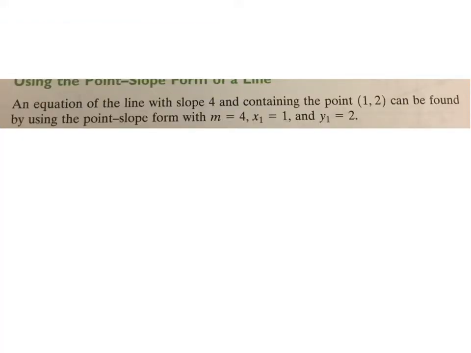So my problem says an equation of a line with a slope of 4 containing the point (1, 2) can be found. Well, I hope it can. So look at what they've given us again. They've given us the slope of the line is 4, and they've given us a point on the line. Given the point and the slope: point-slope form. Point-slope form again is y minus y1 equals m times x minus x1.